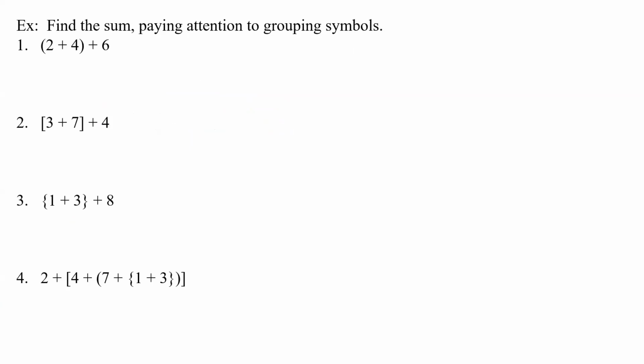And so what we're going to do is find the sum, paying attention to grouping symbols. Now we're not really going to draw the number line every time, because we know we can use our fingers or however it is, but we're adding two numbers together. So we work in grouping symbols first. 2 plus 4 is in parentheses. So what's 2 plus 4? Well, that's 6. Then we still have plus 6. And 6 plus 6, well, that's 12.